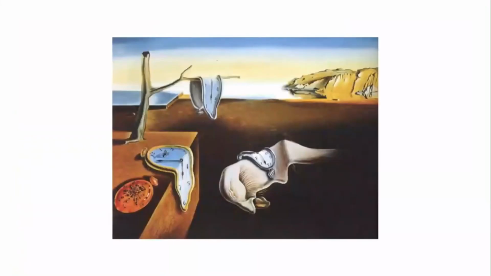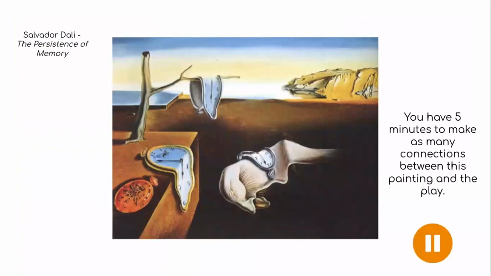Okay, the final one. Again, we're going to Salvador Dali. This is called The Persistence of Memory, a very famous image. 5 more minutes, one last time. Pause the video, and off you go.